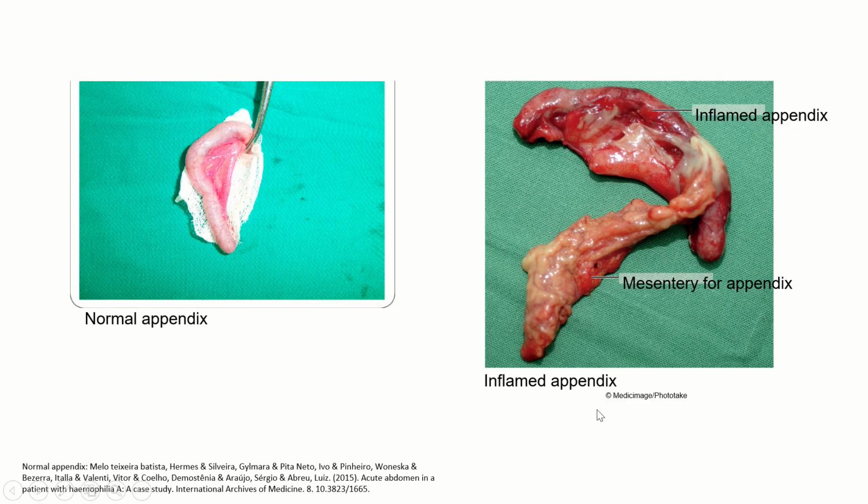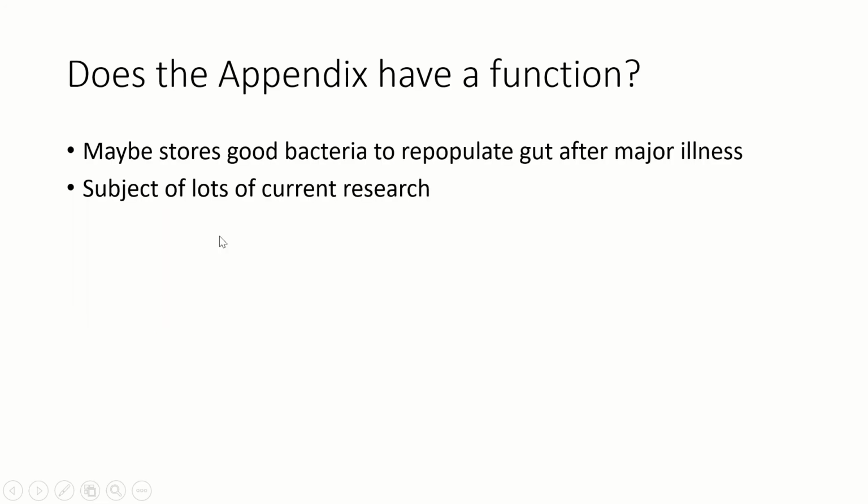Okay, so just to show the difference, there's the inflamed appendix, there's the healthy appendix. Very, very different looking. So what is the point of having an appendix? It is kind of a vestigial feature. Other mammals have much larger, more developed structures. And people used to think it was just left over and didn't have a function. We now think maybe it does, and it's part of your immune system.